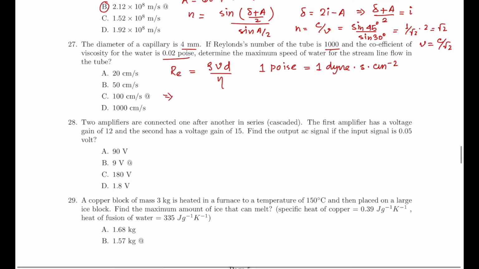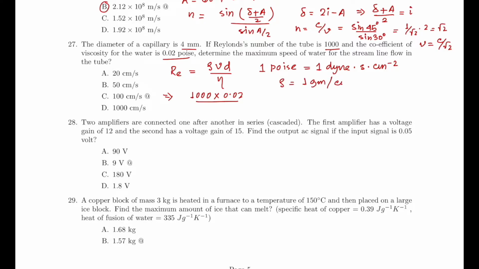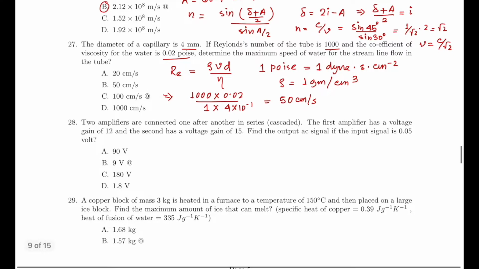Given Reynolds number is 1000 into eta is 0.02 divided by rho, where rho is 1 gram per centimeter cube for water, so 1 into diameter, which is 4 into 10 to the power minus 1. If you calculate, the answer would be 50 centimeter per second, but in the official answer key it is given as 100. So if you are able to reach 100 centimeter per second, please write it in the comment box.